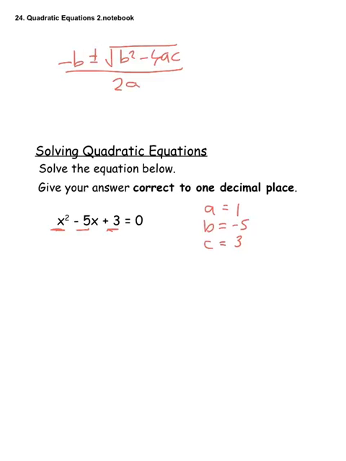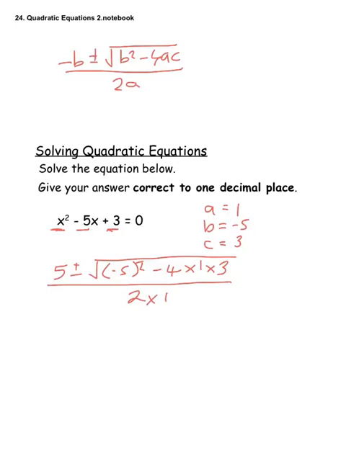So here we go. If we substitute this in, we get minus b becomes minus 5, which is just plus 5, plus or minus the square root of minus 5 squared minus 4 times 1 times 3. That's all square rooted, and that's over 2 times a, which is 2 times 1.